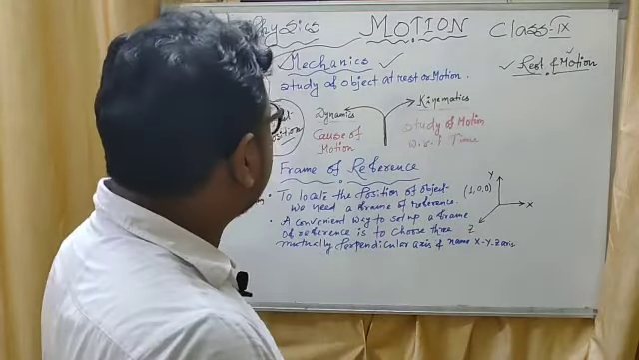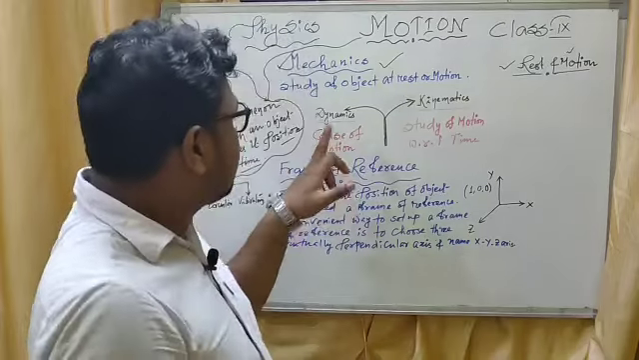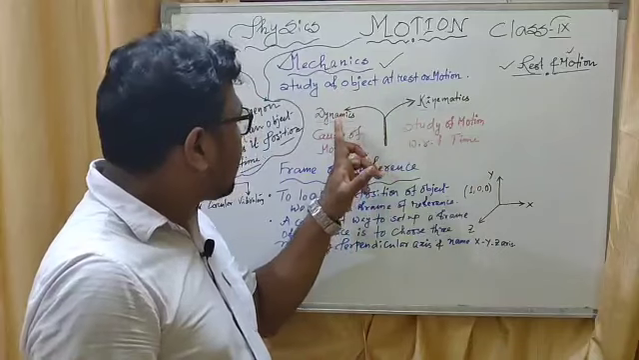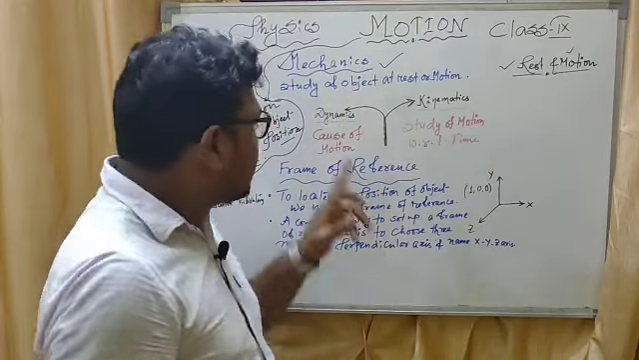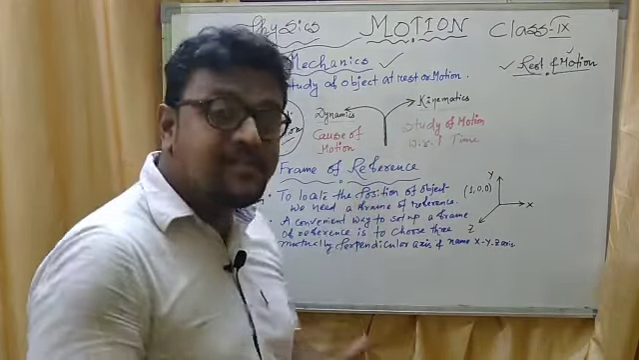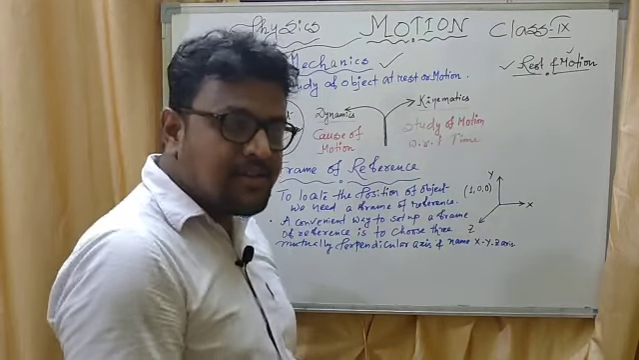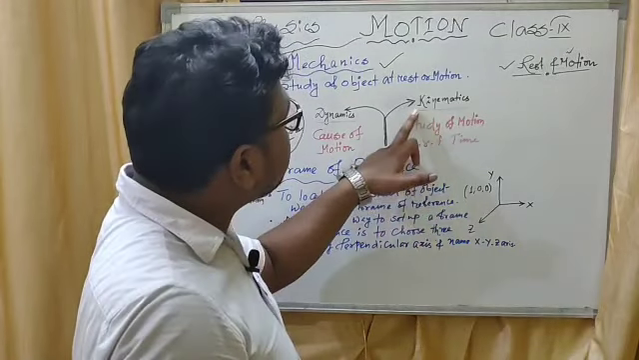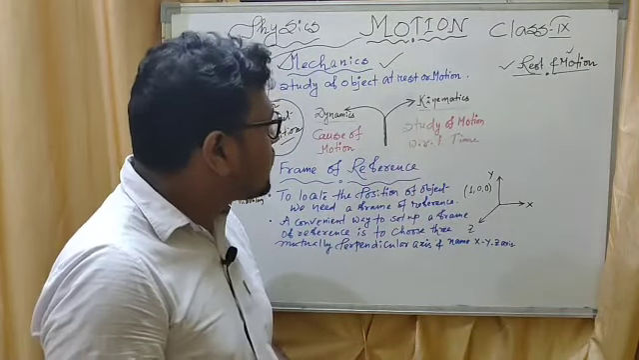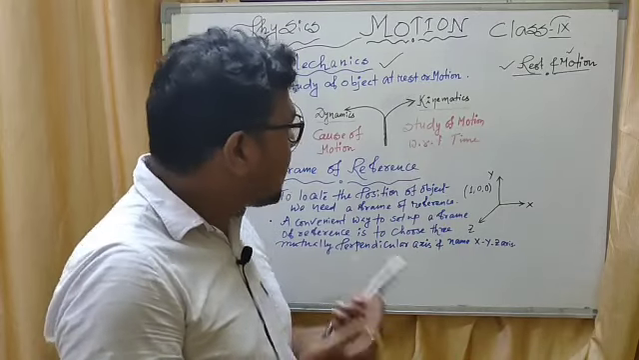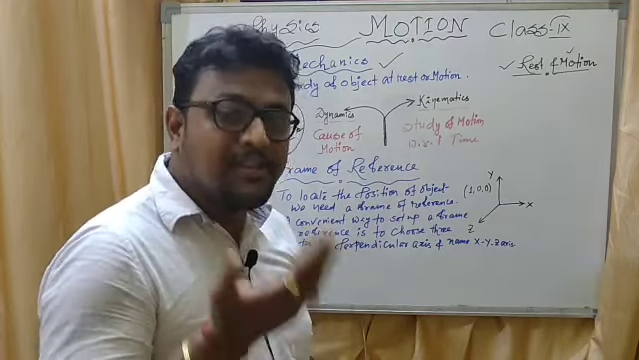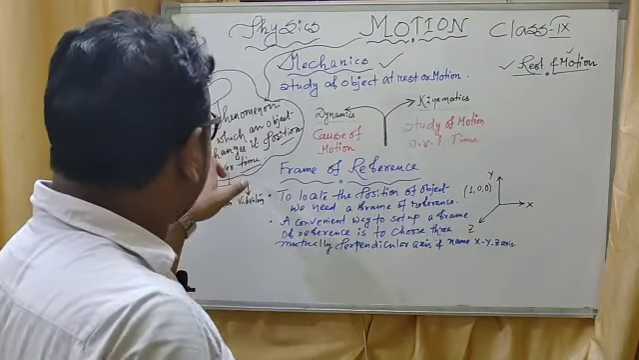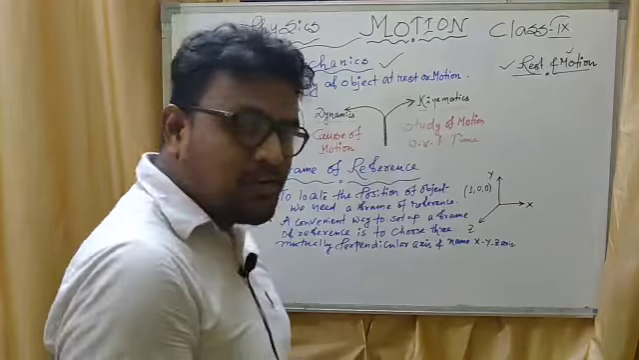Motion can be divided into two parts. One is dynamics and another is kinematics. So what is dynamics? Dynamics means the cause of motion. What is the reason behind it? An object changes its position from rest to the moving position. And what is kinematics? Kinematics means the study of motion with respect to time. That means a body changes its position from rest to moving with respect to time.